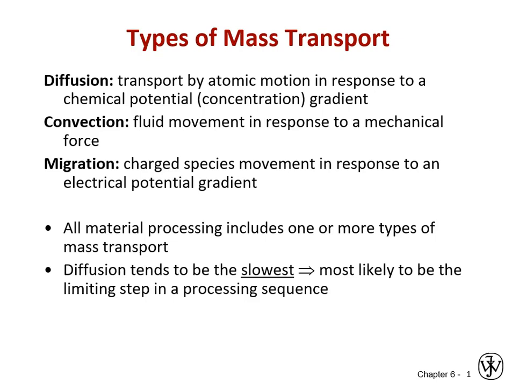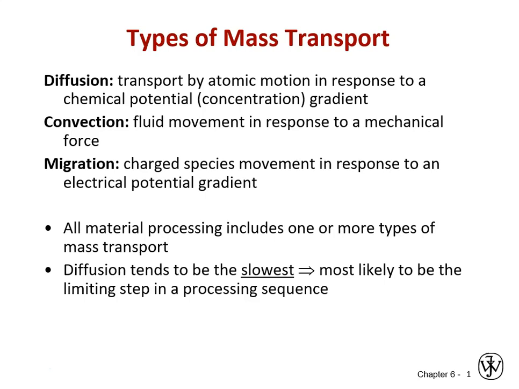Now, one thing that this group of three description doesn't pull in is the fact that even if you have multiple means of mass transport operative in any scenario, you will always involve diffusion as one of them. So it ends up being limiting in every respect because it is the slowest of the three.